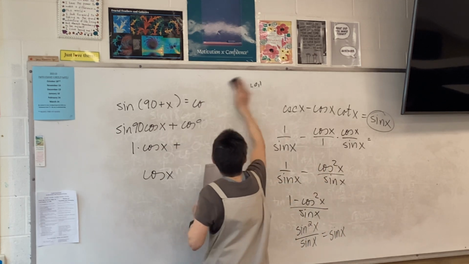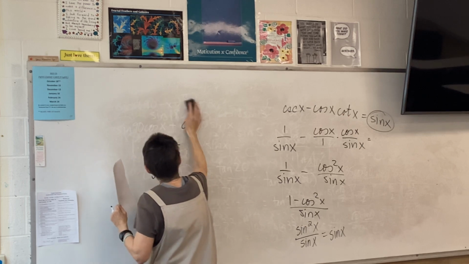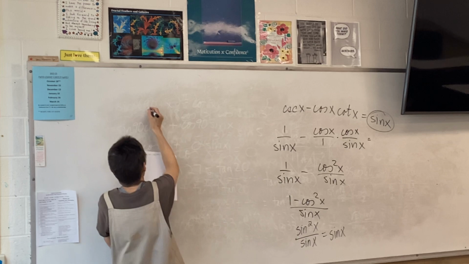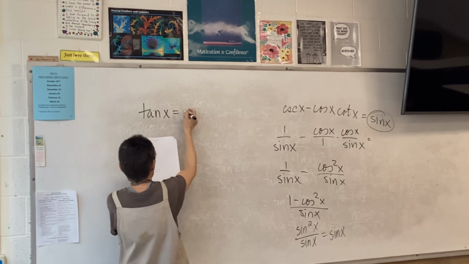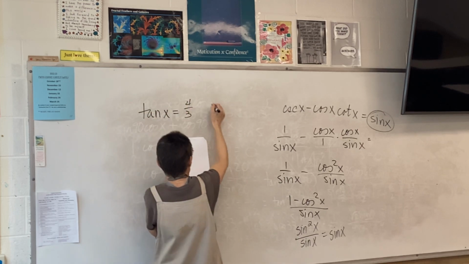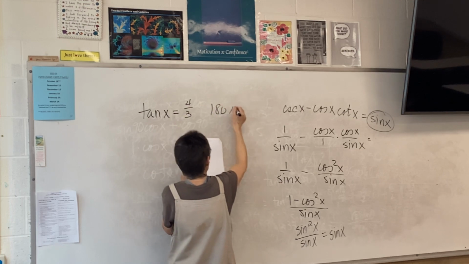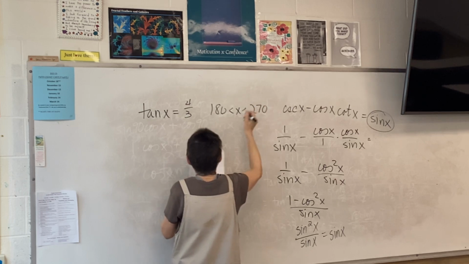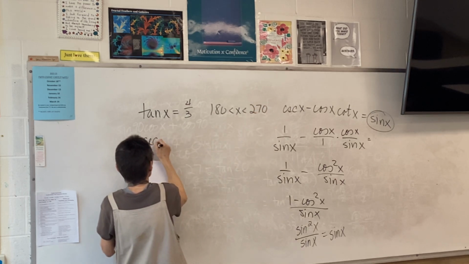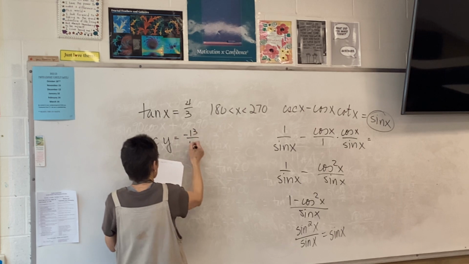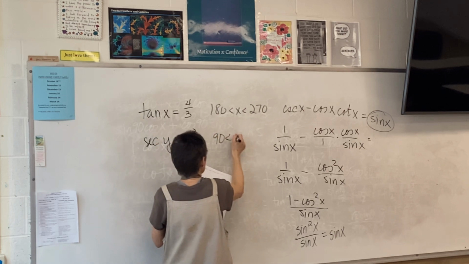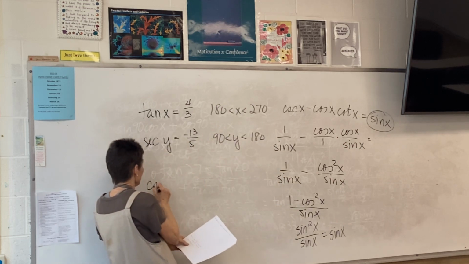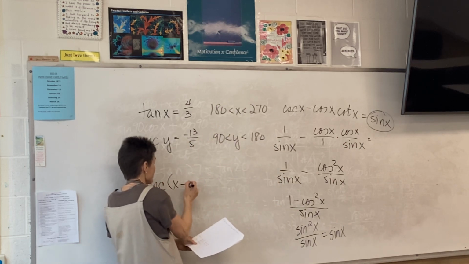All right, we got one more problem to do, and this one looks horribly scary, but it doesn't need to be. Here's the given. Tangent of x is 4/3, and x is between 180 and 270. Secant of y is negative 13/5, and y is between 90 and 180. And we're going to find the cosecant of x minus y.